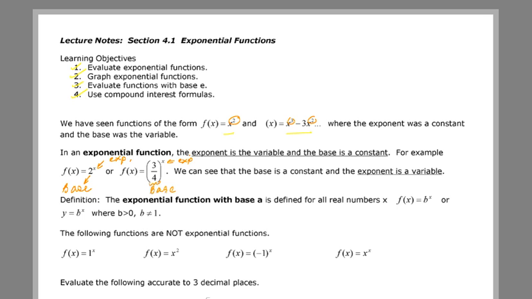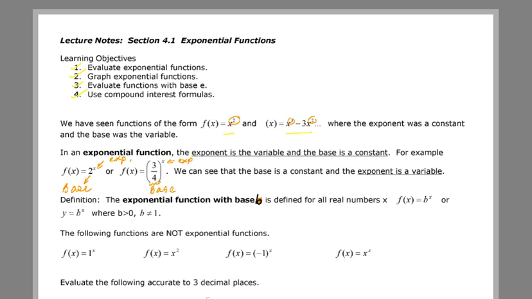Because of that change, in our definition we have to take into account some certain conditions. The exponential function with base a is defined, you know what, I have a typo. It shouldn't say base a right there. The exponential function of base b. That's my old notes. Okay, so the exponential function of base b is defined for all real numbers. It means the domain is all real numbers, where f of x is equal to b to the x power, or y equals b to the x.